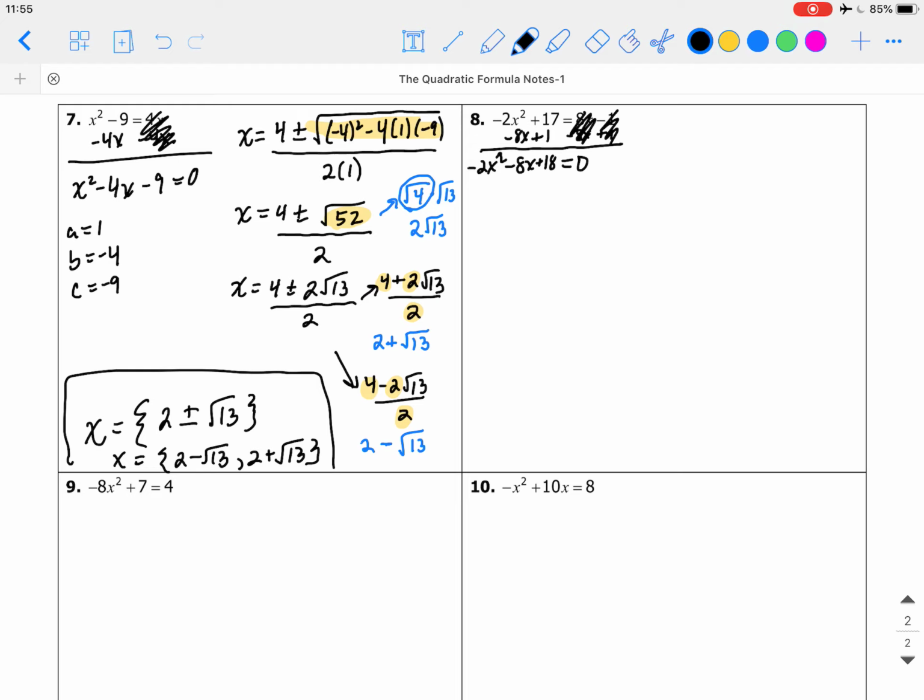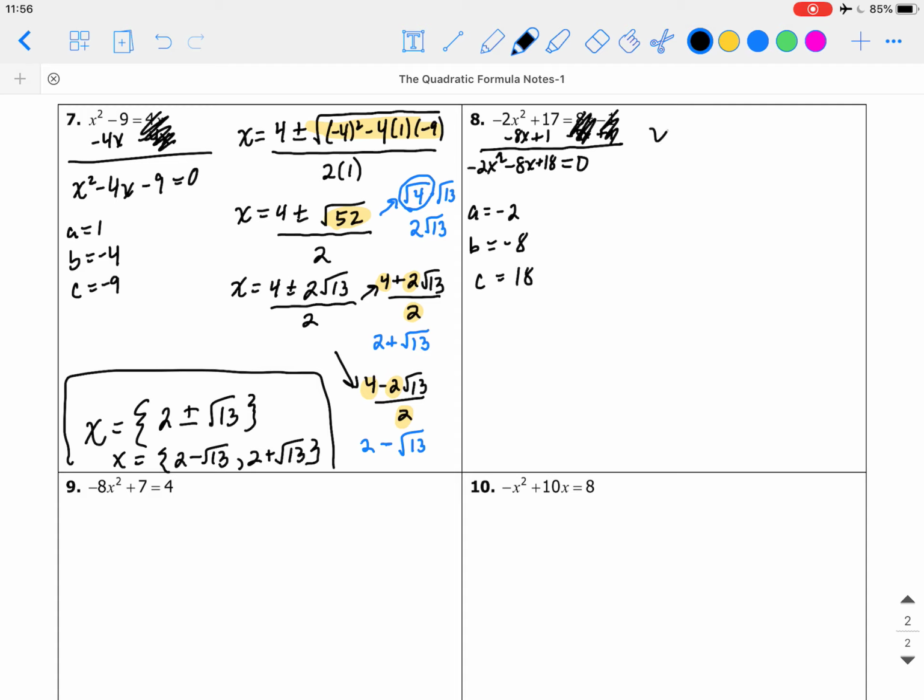Okay, so now what do I have to do? Well, I have to label my A, B, and C, right? So let's go ahead and label our A, B, and C. I know my A will be a negative 2, my B will be negative 8, and my C will be a positive 18. So let's start with our formula.